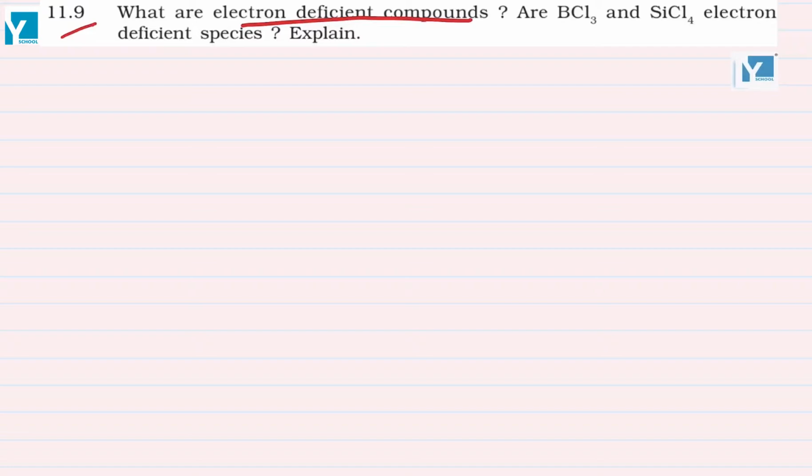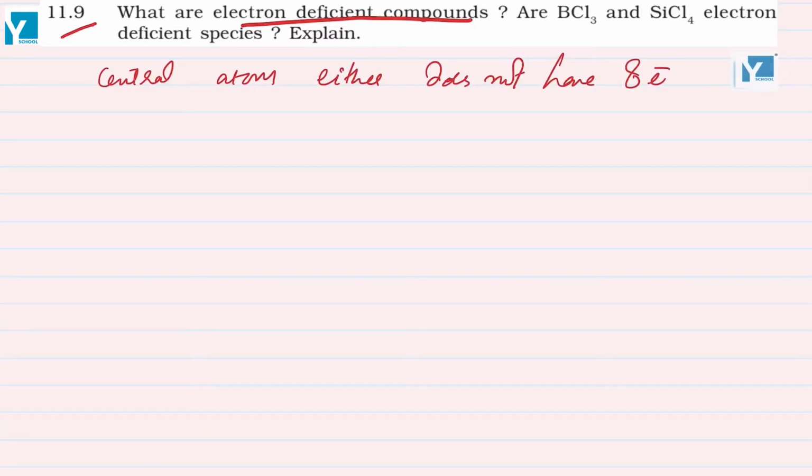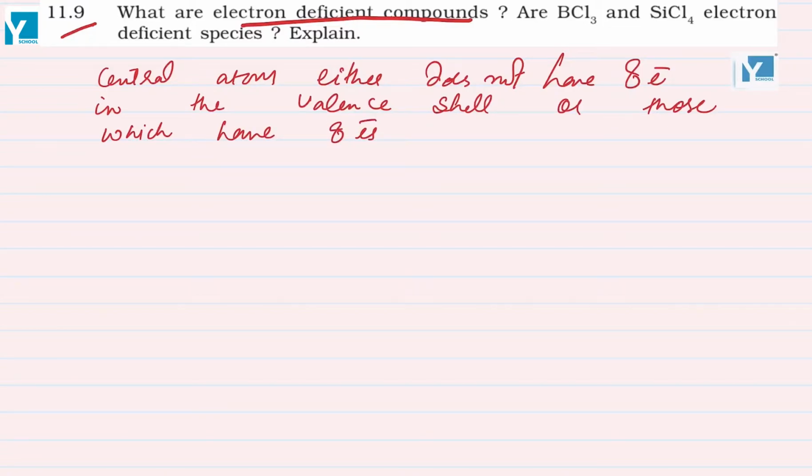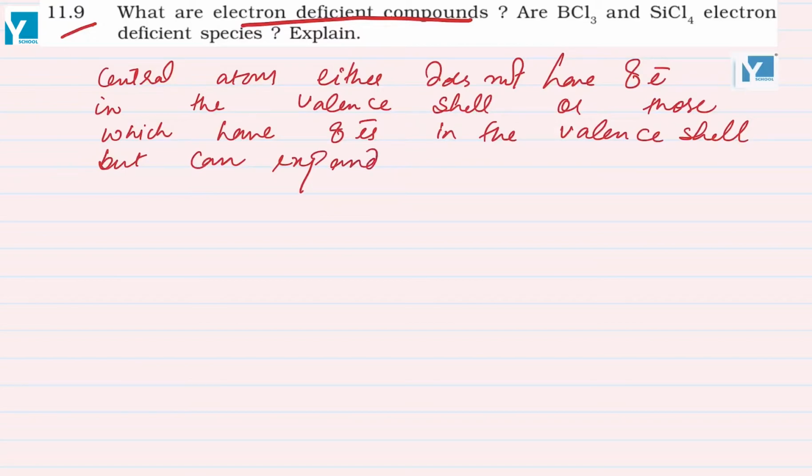These are those compounds in which the central atom either does not have 8 electrons in its valence shell, or those which have 8 electrons in the valence shell but can expand their covalency beyond 4 due to the presence of d orbitals.